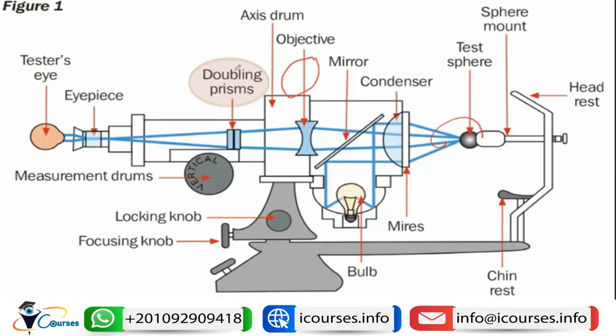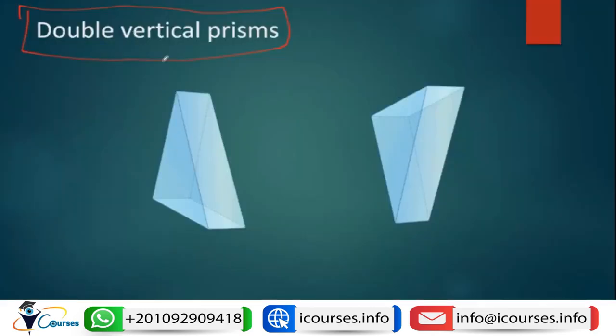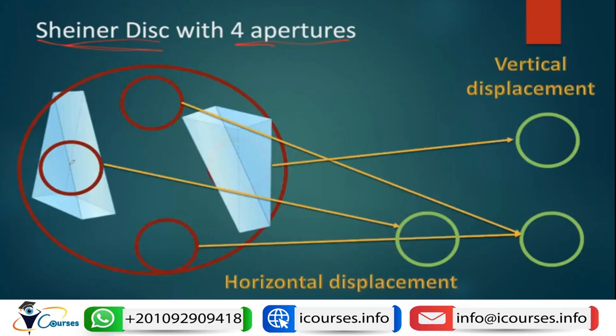However, we put now the doubling prism. When the light rays pass through the doubling prisms, which are the two vertical prisms, these two prisms are placed over two openings only. So the image from this opening and the image from this opening will produce a single image, which is the original image. But this vertical prism will cause a vertical displacement of the image. And the other prism will be placed over another aperture, so it will cause a displacement of the image horizontally. So again, two apertures of the Scheiner disk will project the original image.